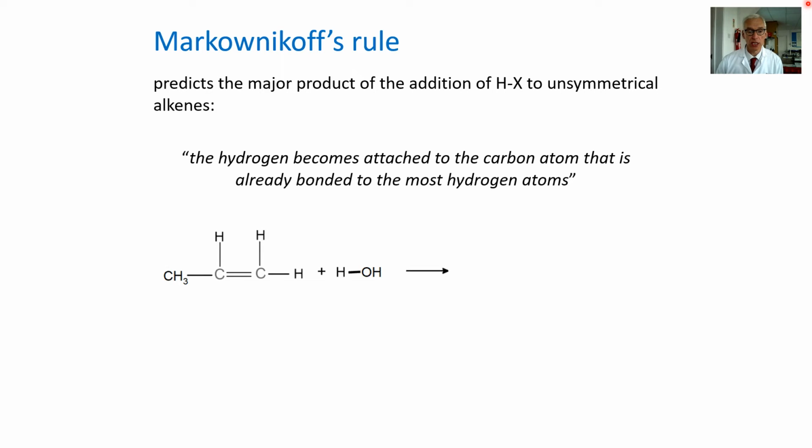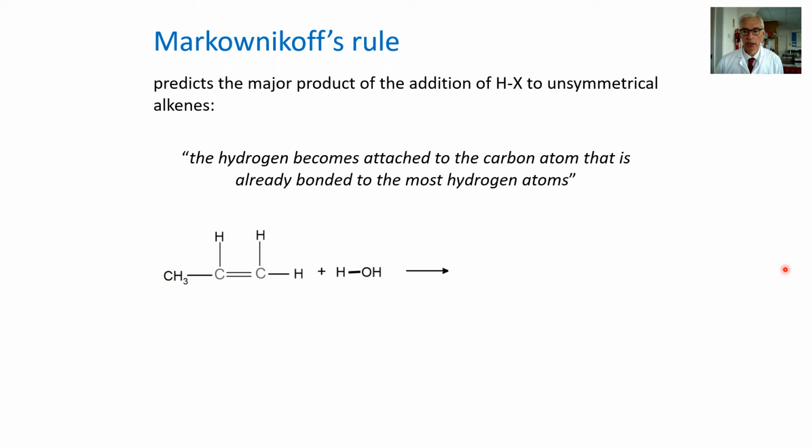But firstly, let's look at an unsymmetrical alkene. So here we've got propene. The right-hand carbon is attached to two hydrogens. The left-hand carbon is attached to a methyl group and a hydrogen. So across the double bond, there's a lack of symmetry. So we would call that an unsymmetrical alkene.